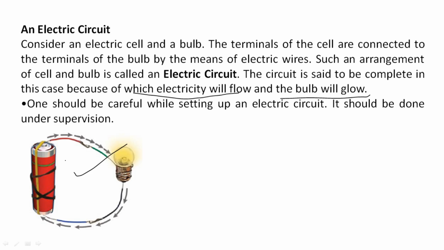So this is an electric circuit where the terminals of the cell are connected to the terminals of the bulb by means of electric wires. Electric wires are attached to both the terminals of the bulb and cell. By this, electricity will flow from positive to negative like this. And when electricity flows, the bulb will glow.